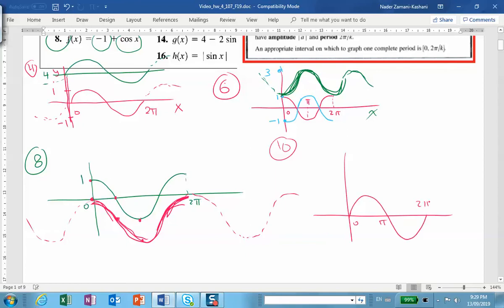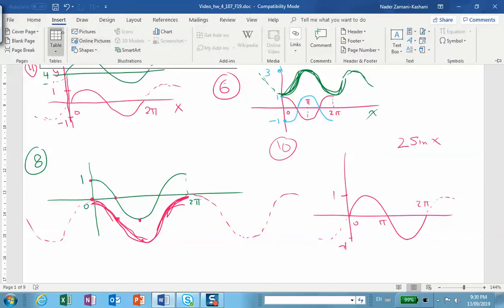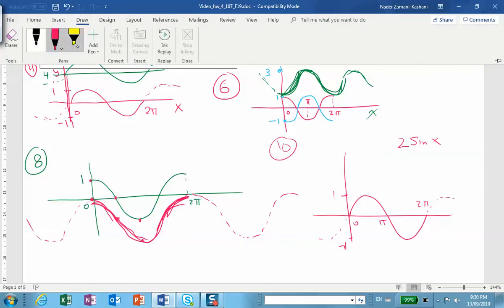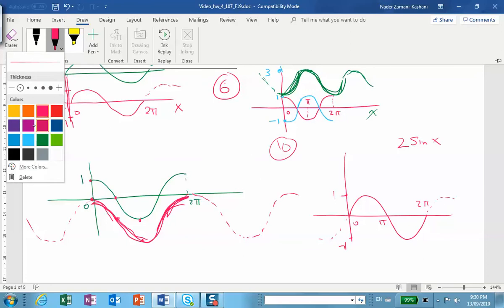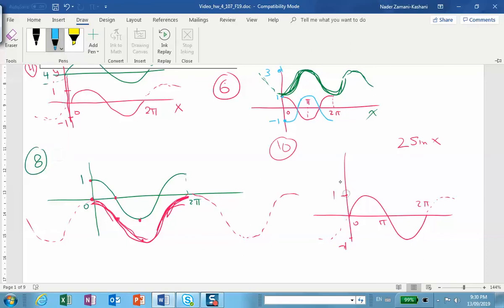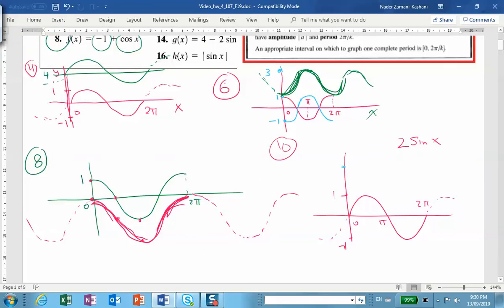Of course, it repeats itself, right? So when you have 2 sine of x, 2 times sine of x, this side is 1, this side is minus 1. Everything is stretched in the vertical direction by 2 units. By a factor of 2, not by 2 units, by a factor of 2. So this goes to 2. This stays at 0. So what I mean is that this goes to 2. That's what I meant.